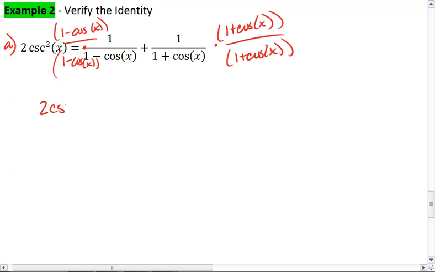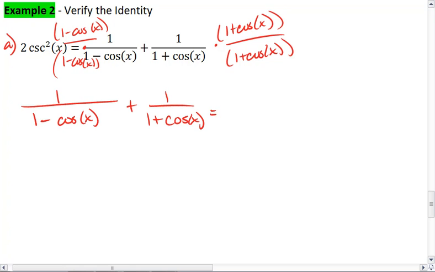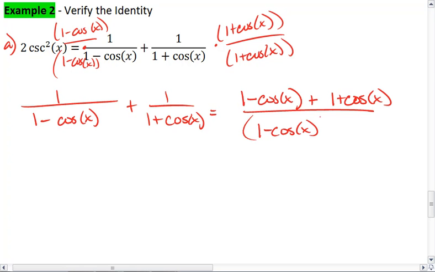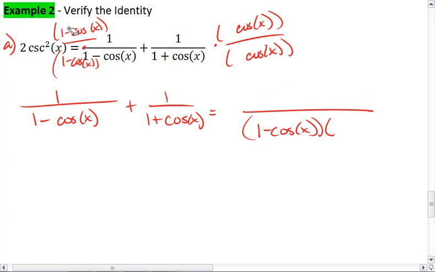We end up with 2 cosecant squared x. Well, we'll just focus on the right side. We get 1 over 1 minus cosine x plus 1 over 1 plus cosine x is equal to 1 minus cosine x plus 1 plus cosine x all over the like denominator of 1 minus cosine x. And I did flip these, I'm sorry for that. There we go.